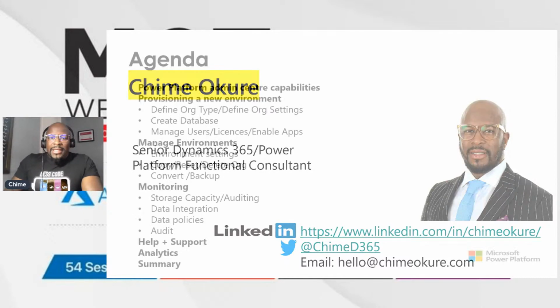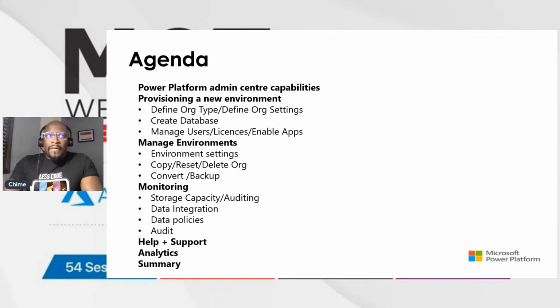The next slide is just an agenda of what I have in store. I know it's 30 minutes, so I'll try as much as possible to capture what is on here. The agenda shows the Power Platform Admin Center capabilities. How do we provision a new environment? How do we define an organizational type? What are the different organization settings within the Power Platform Admin Center? We call it PPAC for short.